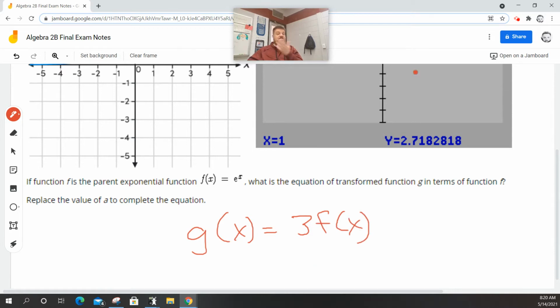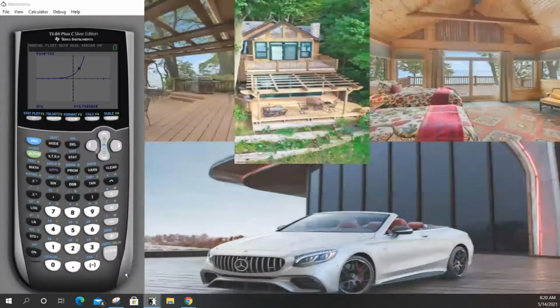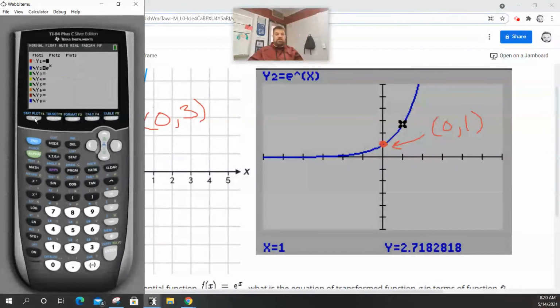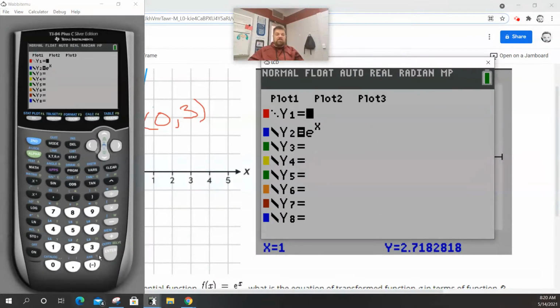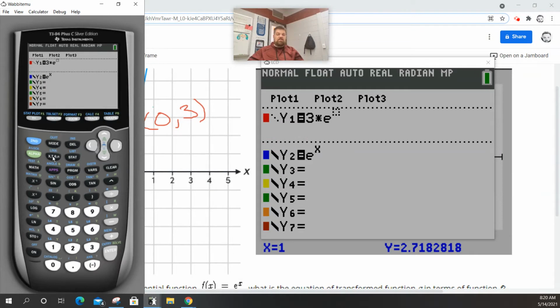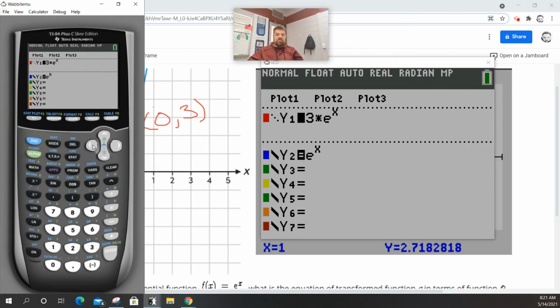Okay, so I could test that by graphing 3 times f of x. So what I would do is go in here and say 3 times, well, what's f of x? f of x is e to the x. And I did the little dotted line thing. And if you look at that, that looks like my graph, right? It looks almost identical to it. Let me make it solid so that we can really see.